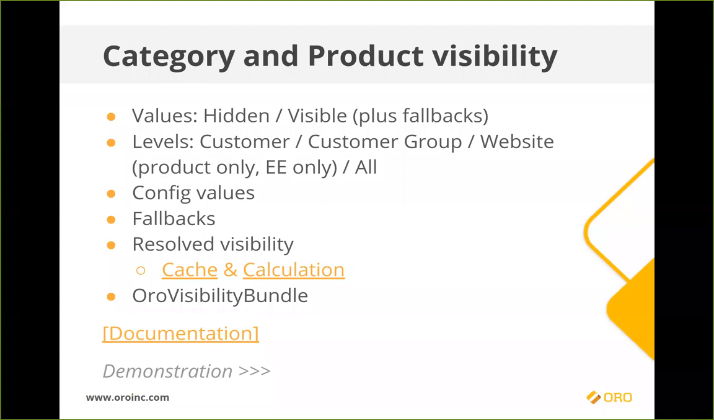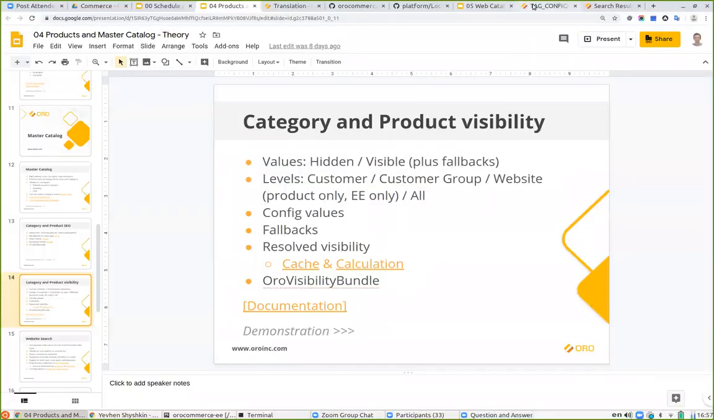And another common fallback is fallback from the product visibility to the category visibility. So by default, the visibility of a product is defined by the visibility of the category. So if you hide the category, products won't be visible. If you hide them, they will not be visible. Let us try to play a little bit with these features.